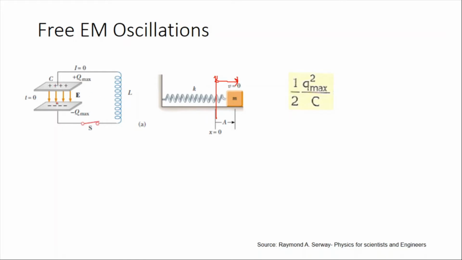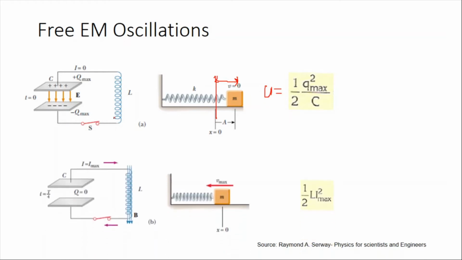Similarly, when there are charges on the plates of the capacitor, the energy stored in the capacitor is 1 over 2 Q maximum squared divided by the capacitance. Then if I release this mass-spring system, the mass is going to accelerate toward that direction. Similarly, the charges on the plates of the capacitor are not going to stay there forever. The electrons are going to start moving through the inductor, and there is going to be a changing current, which will create some magnetic field here.